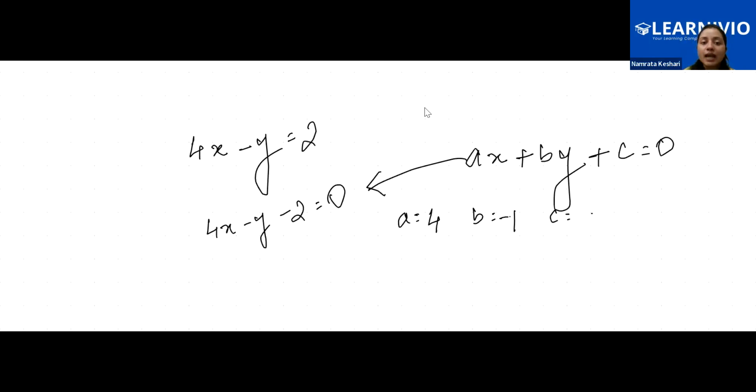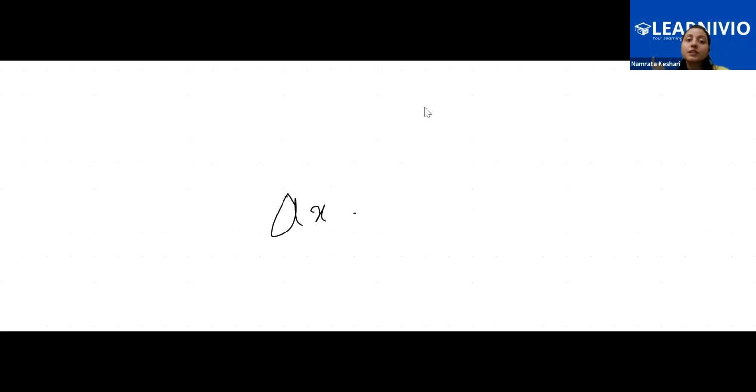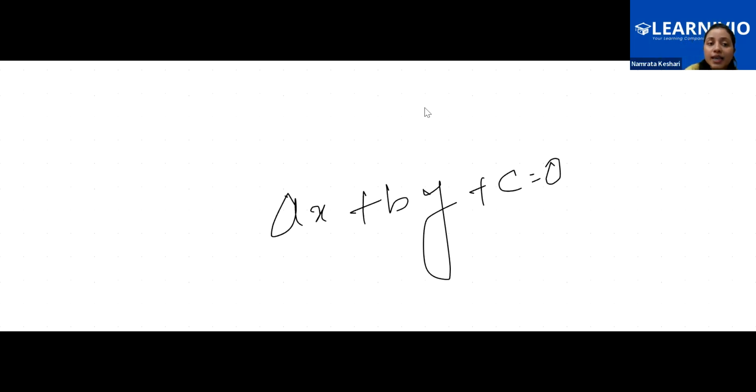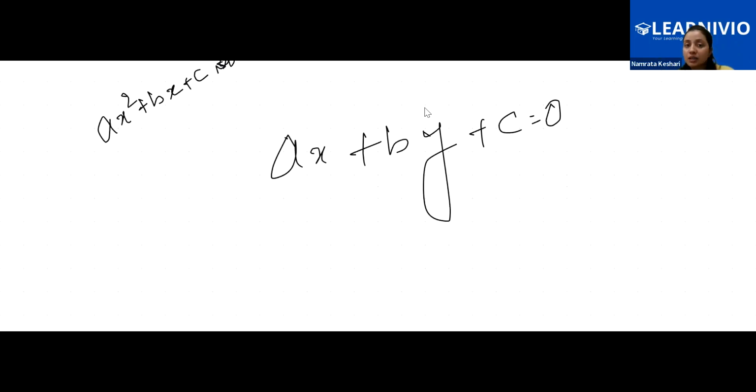Okay, so this is the standard format: ax plus by plus c is equals to 0. Don't get confused with the quadratic polynomial standard format. That was ax square plus bx plus c is equals to 0, or just ax square plus bx plus c. Here we are having ax plus by plus c. Different variables we are having over here.